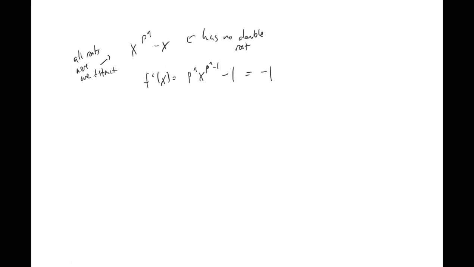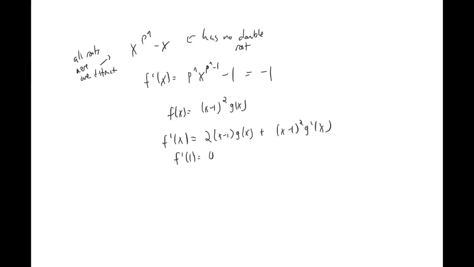Just so you all see this, right? If f of x had a double root, the derivative would also have a root. So if I plugged in 1, f prime of 1 would also be 0. But you see here, f prime of whatever is never 0. So all roots are distinct, so these are all distinct elements.